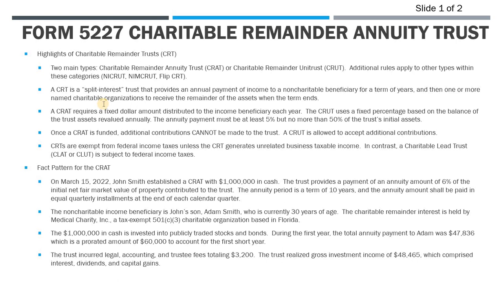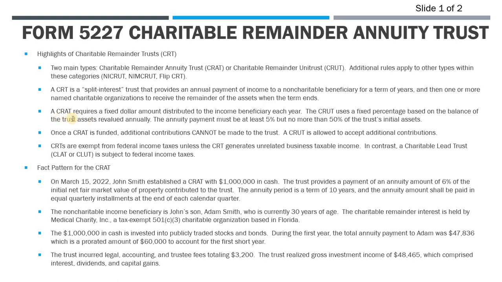Now, when we say split interest, what do we mean? We mean that this trust is going to provide an annual payment of income to a non-charitable beneficiary for a term of years, and then at the expiration, one or more named charitable groups are going to receive the remainder of the assets. So we have one beneficiary that is non-charitable, let's say an individual that has to pay tax, and then the second beneficiary, two or more, are going to be charitable groups. That is the split interest language that we assign to this.